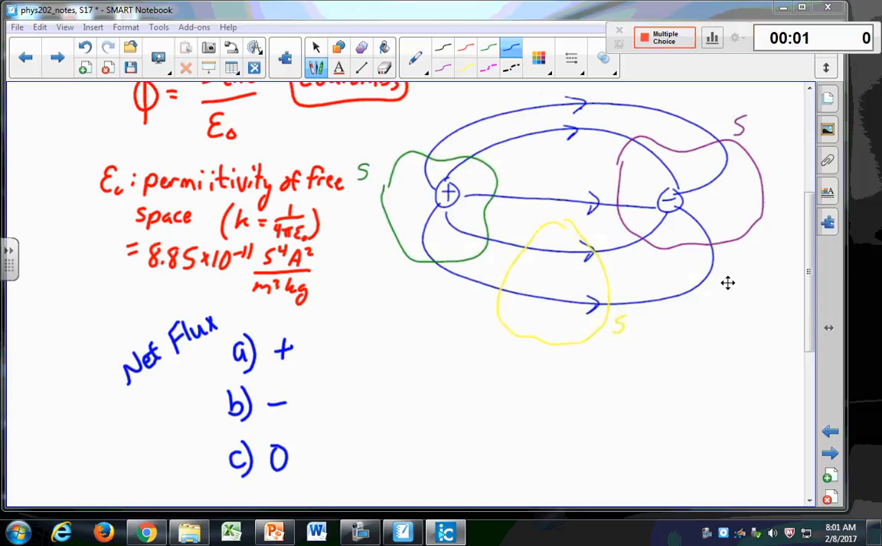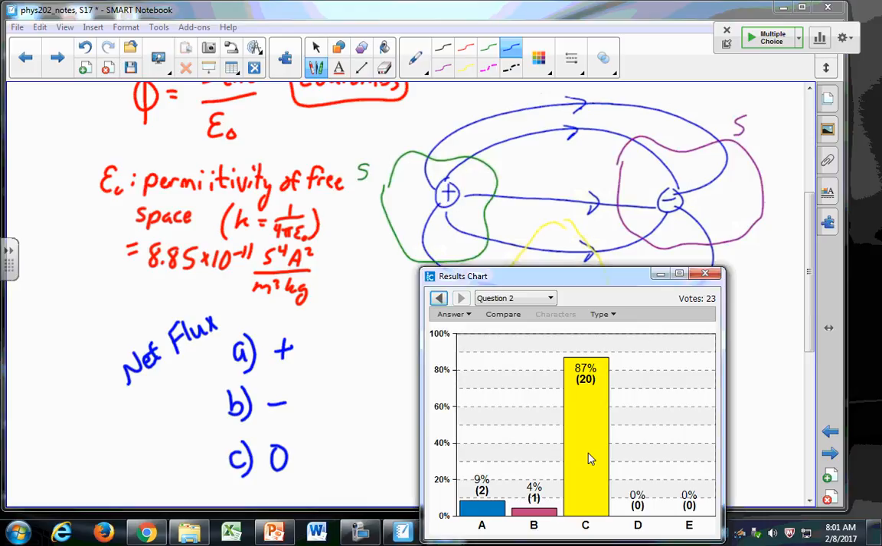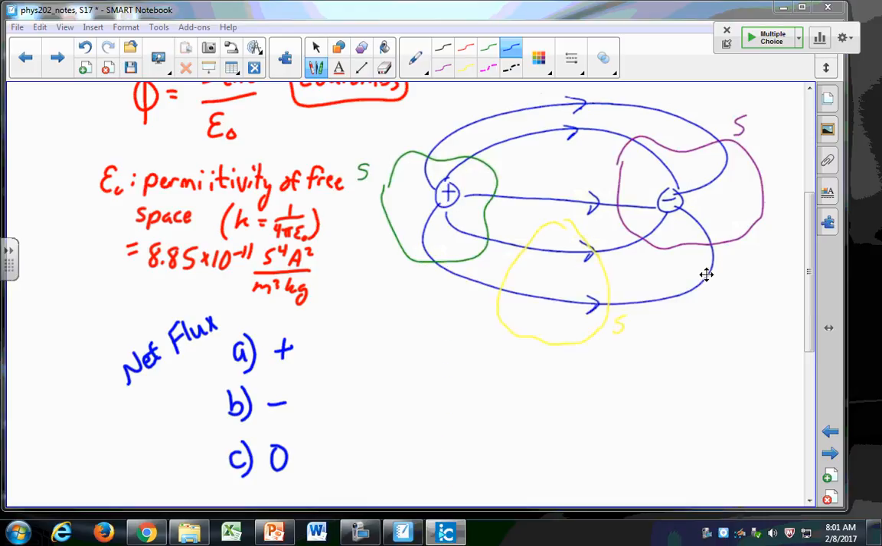Let's do it for the yellow now. Is the yellow positive, negative, or zero? All right, I'm going to stop at 23. Just guess if you don't know. Okay, that's good. Why is it zero? Right, because you have flux lines going in and you have flux lines going out.